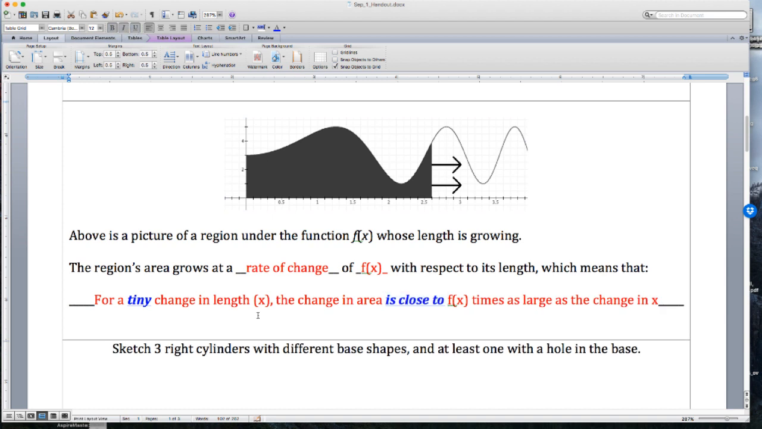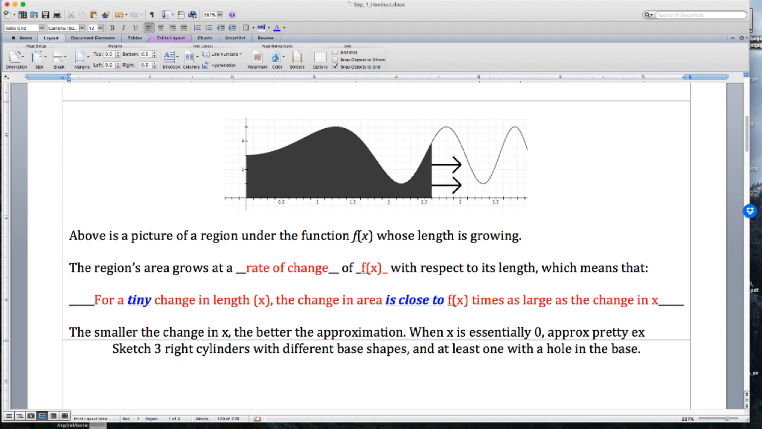And what if it wasn't close enough? What if I'm like, this is still way off? What would I do? Yep. The smaller the change in x, the better the approximation. When x is essentially 0, the approximation is pretty exact. Right? There are the differences.